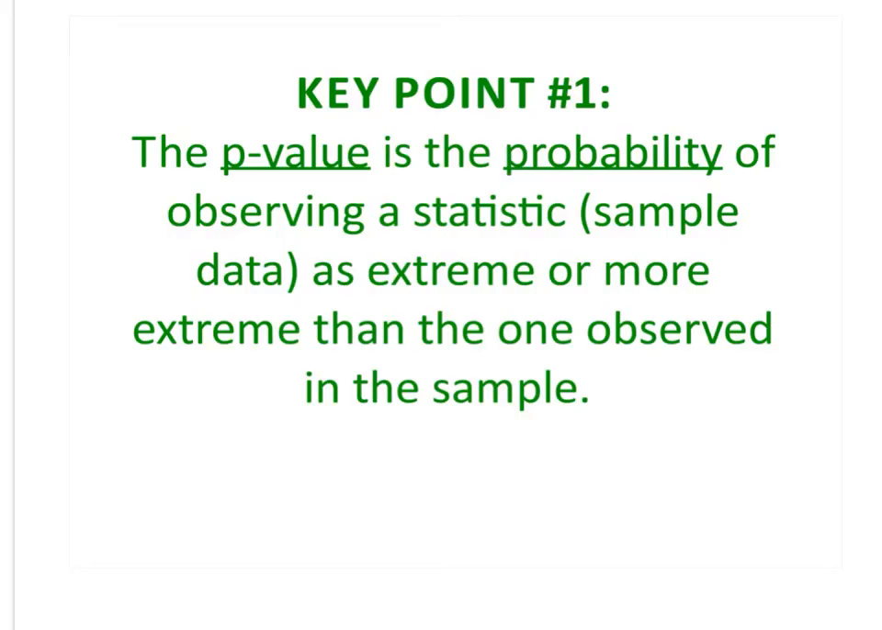So key point one, the p-value is the probability of observing a statistic or sample data as extreme or more extreme than the one we observed. And the p-value comes from using your statistic to mark on your curve, and the p-value is the probability, is the area under the curve.